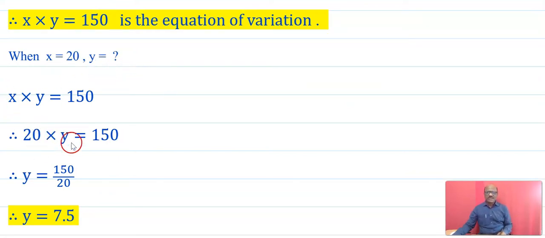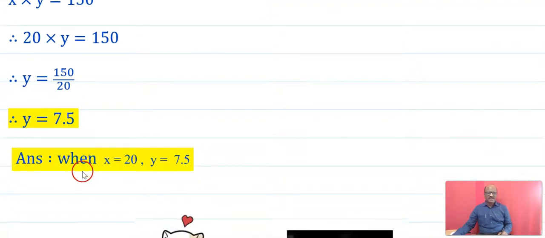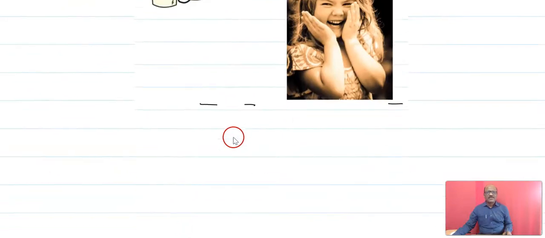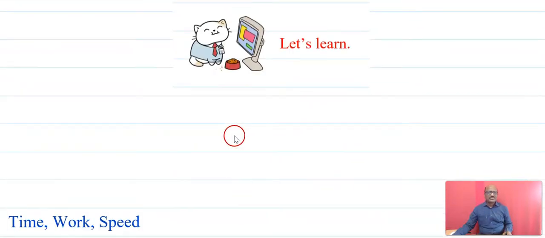Therefore, 20 into y is equal to 150. Therefore, y is equal to 150 upon 20, and that comes to y equals 7.5. In this way, x is equal to 20, y is equal to 7.5. And in this way, we have completed exercise 7.2. Also practice set 7.2.